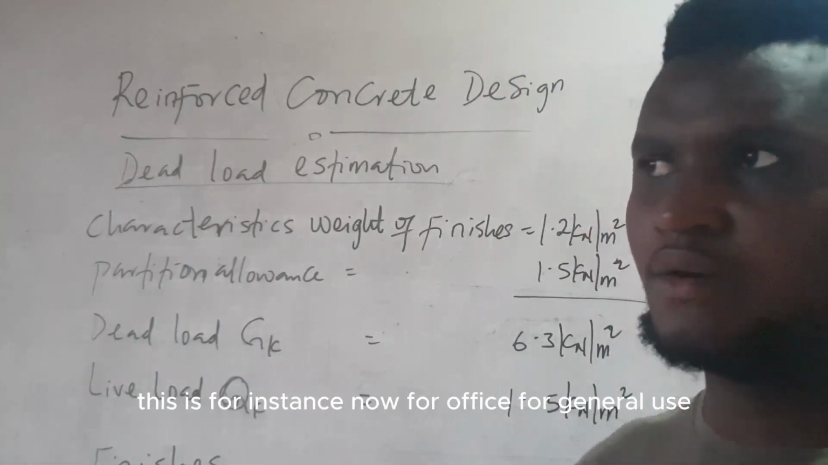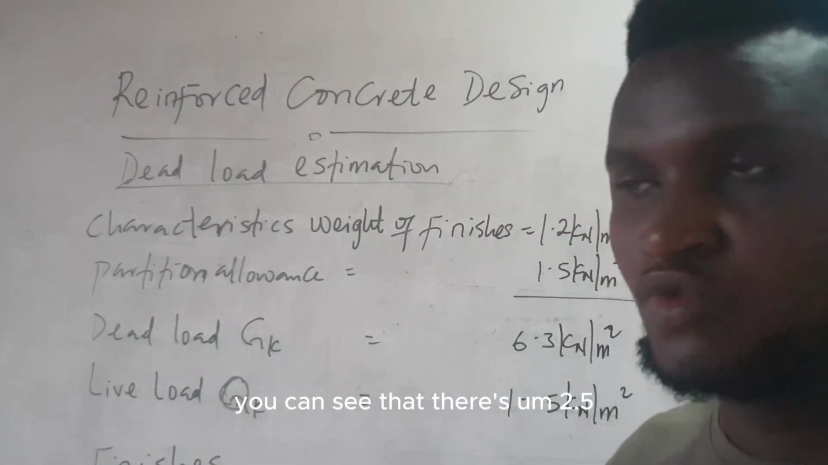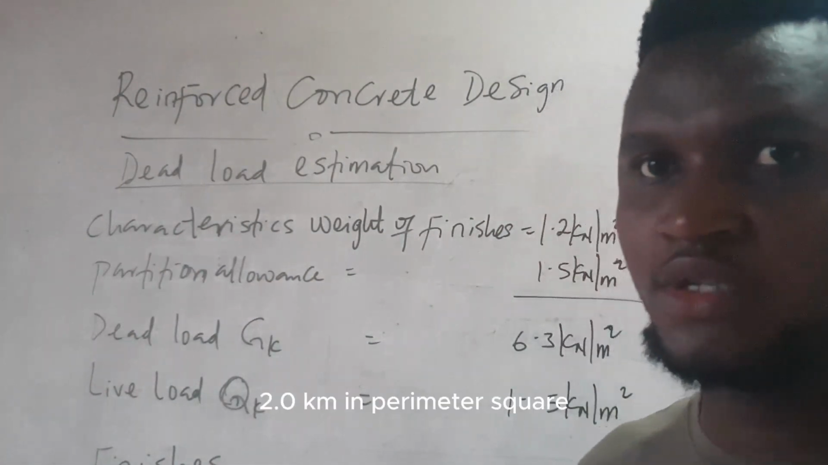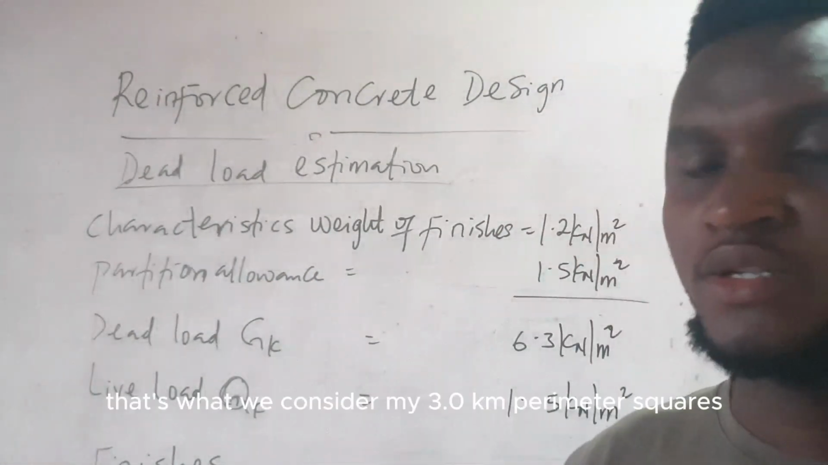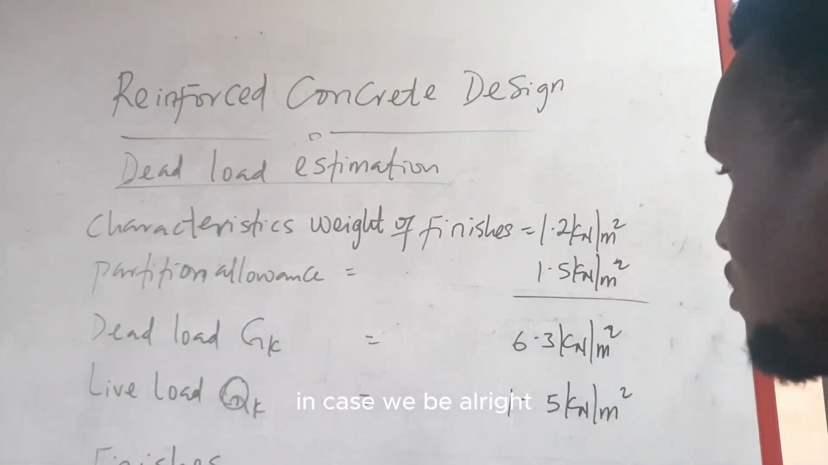Let's say for instance now for office, for general use, you can see that as 2.0 kilonewton per meter square. So you can see them as 3.0 kilonewton per meter square, as the case may be. Alright.